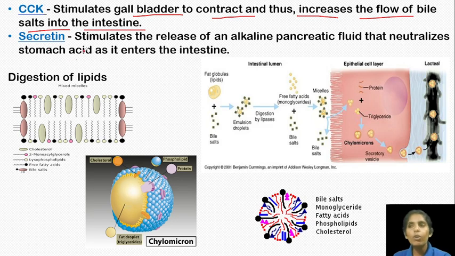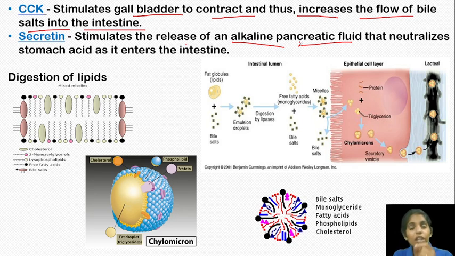And the secretin hormone will stimulate the release of alkaline pancreatic fluid in order to neutralize the stomach acid that enters the small intestine. So the cholecystokinin will cause the release of bile into the small intestine, aiding in the digestion and absorption of fats, whereas the secretin will cause the release of pancreatic juice into the small intestine.